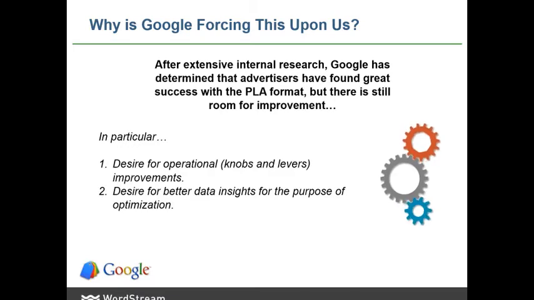So the question is, why is Google creating this transition? Why are they forcing us over to shopping campaigns? The real answer is that after a lot of internal research, Google has a lot of data to work with. They've essentially determined that advertisers have found some really good success with PLAs. I'm sure a lot of you here can relate. Many of the advertisers that run PLAs and format them properly are usually met with great success and very low cost per conversion. But a lot of advertisers have noticed this particular platform definitely has some improvements that could be made.